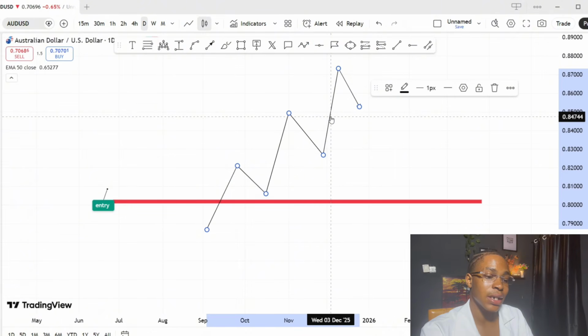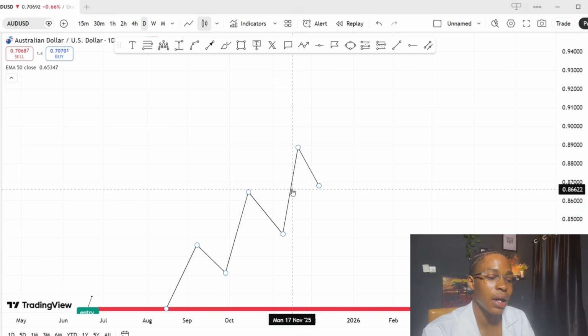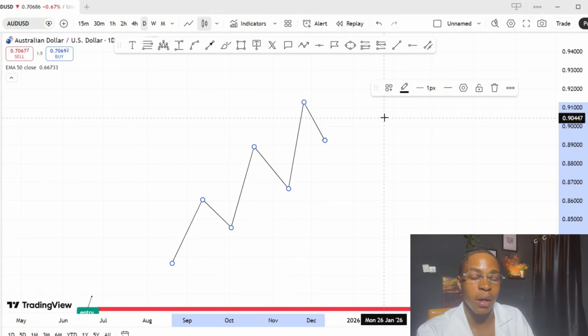So this is an uptrend, right? So why is this an uptrend? Can anyone answer this question? Why is this an uptrend? And you might be correct, because it is continuously going up, right?